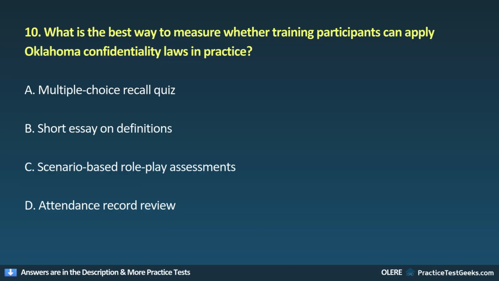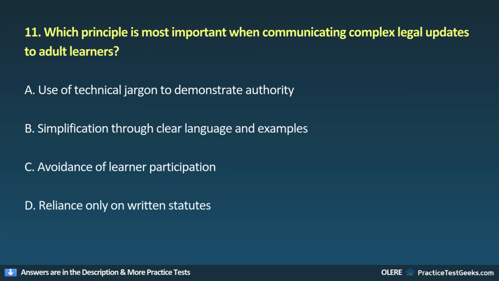10. What is the best way to measure whether training participants can apply Oklahoma confidentiality laws in practice? A. Multiple choice recall quiz. B. Short essay on definitions. C. Scenario-based role-play assessments. D. Attendance record review.